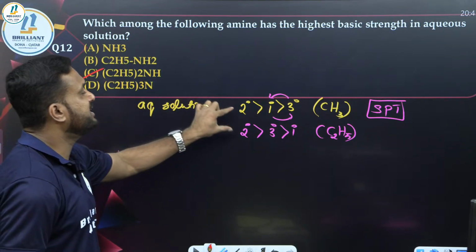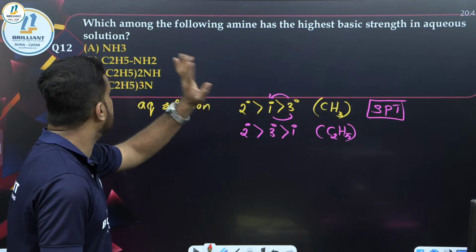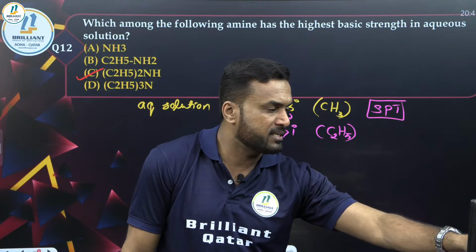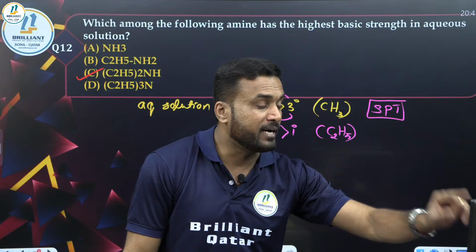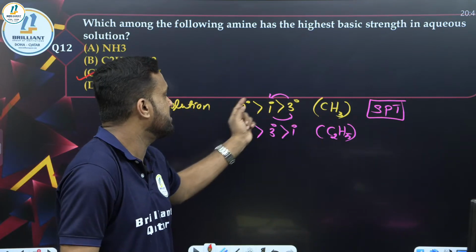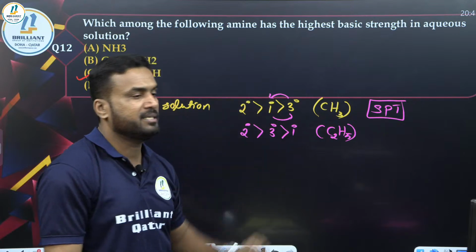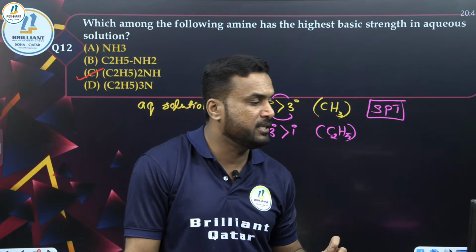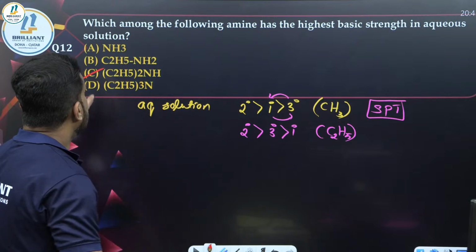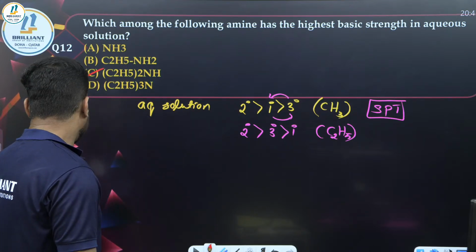(C2H5)2NH. Whether it is C2H5 or CH3, the secondary one is the same, no doubt. So I think almost all gave the right one. C2H5 means the flipped order will come, and CH3 means secondary greater than primary greater than tertiary will come. That SPT you keep in mind. So the right answer is option C for the 12th one.